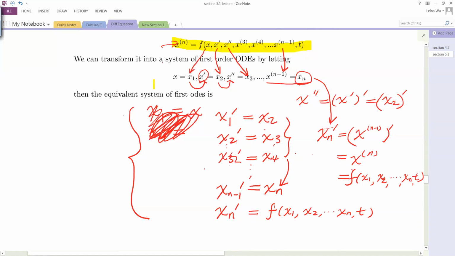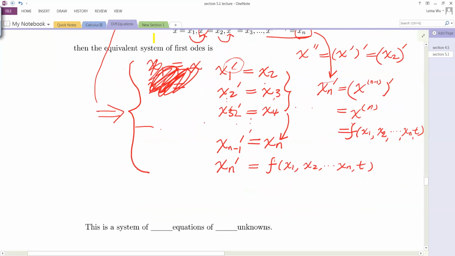So this whole system would be equivalent to the original higher order differential equation. So you change one equation into a system. Why do we need to do this? Because a lot of times a first order differential equation will be much easier to solve because the order is only first.